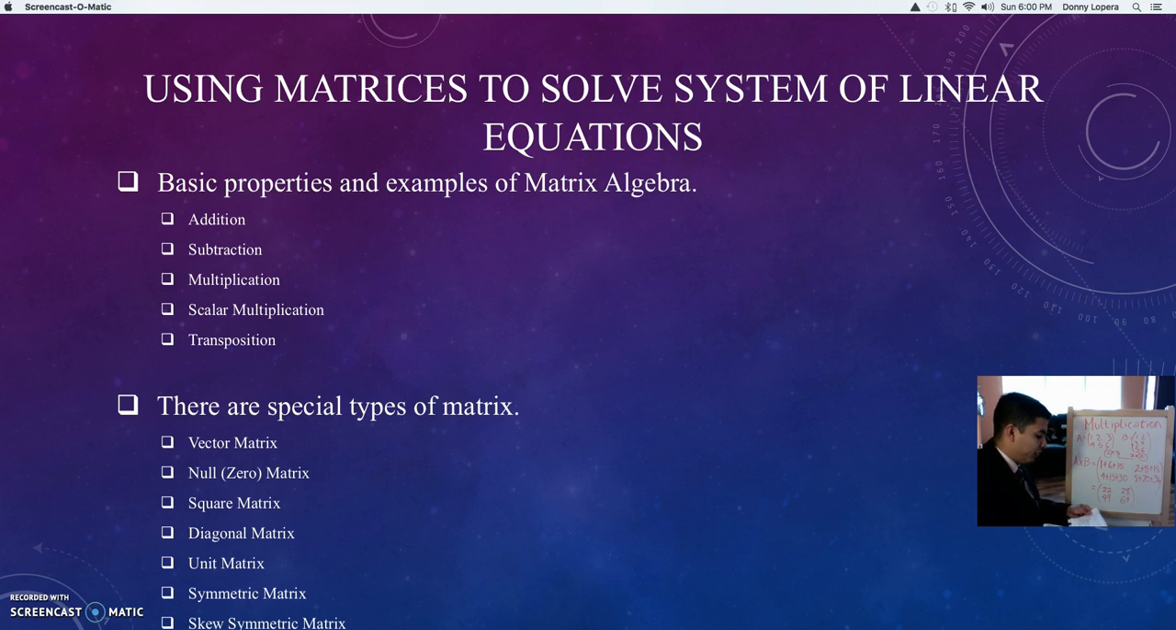Now we have the multiplication property. Multiplication is only possible to multiply A times B if the number of columns of A is equal to the number of rows of B. Then if A is an n by m matrix and B is an m by p matrix, the result X will be an n by p matrix. We have an example here. Matrix A is 1, 2, 3, 4, 5, 6, and matrix B is 1, 2, 3, 4, 5, 6. A is a matrix of order 2 by 3, and B is a matrix of order 3 by 2. The number of columns of A matches the number of rows of B, so the result is going to be a matrix of 2 by 2.